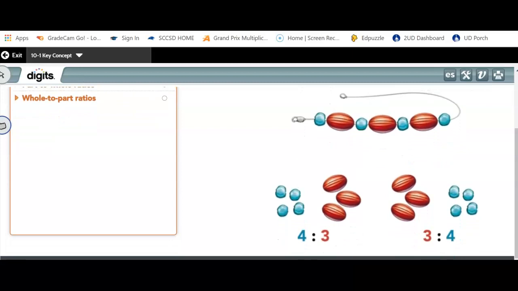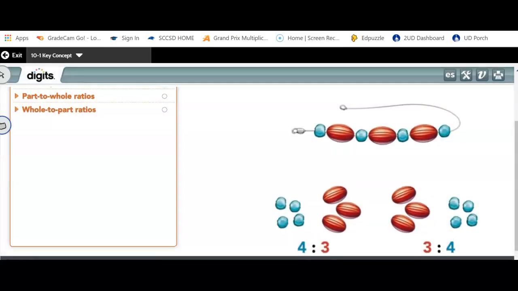So you can go ahead and draw these models that represent the ratios. 4 small beads to 3 big beads, or you can do 3 big beads to 4 small beads. Okay, you're comparing two separate things when you have a part-to-part ratio.